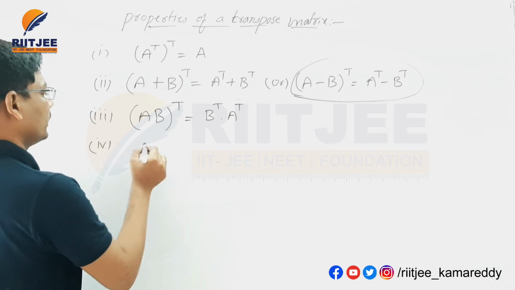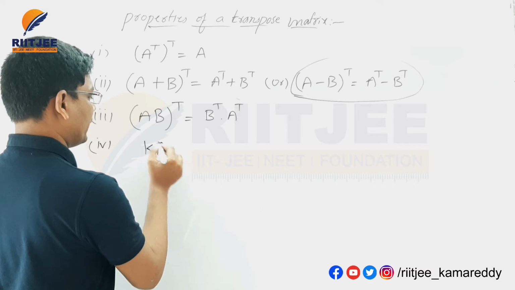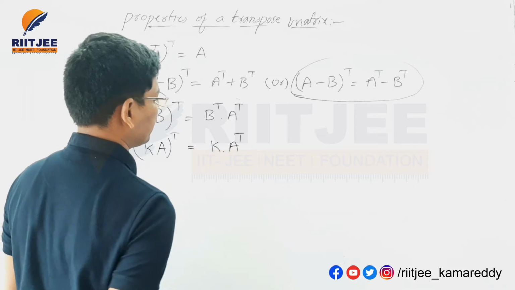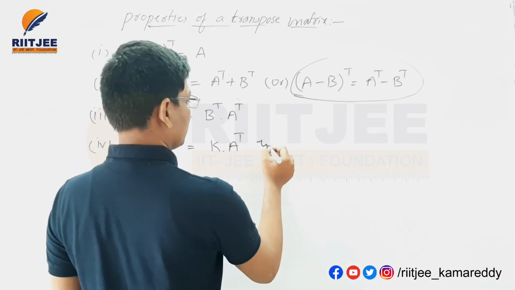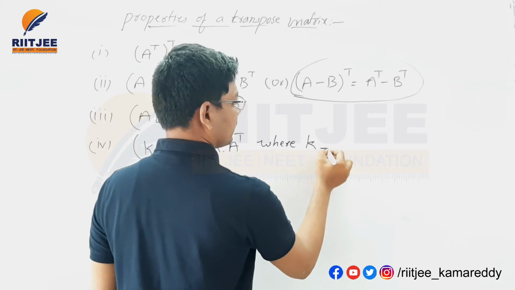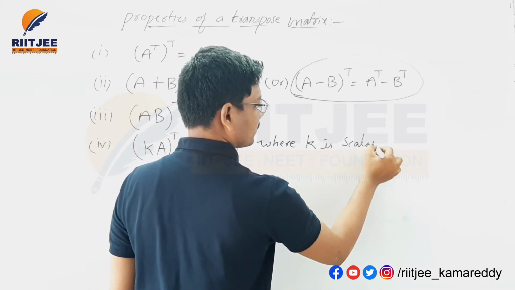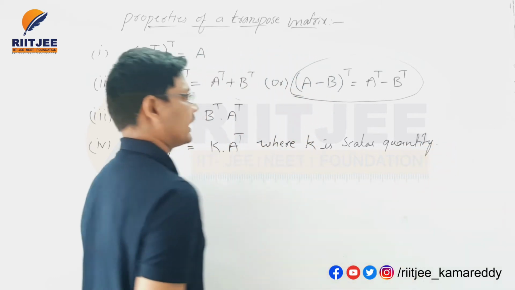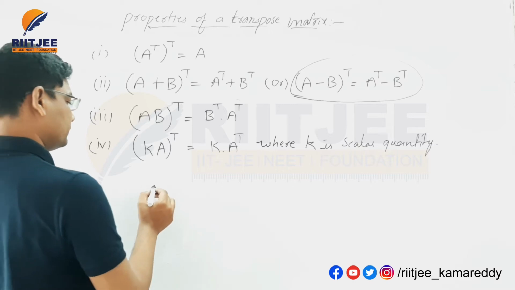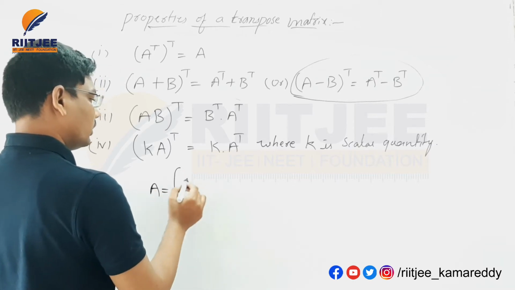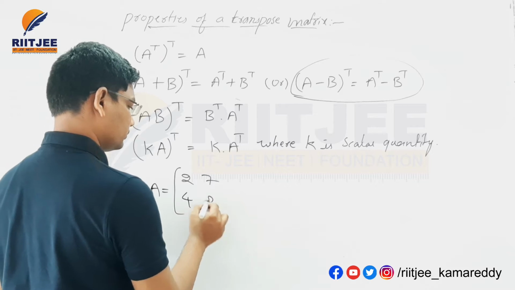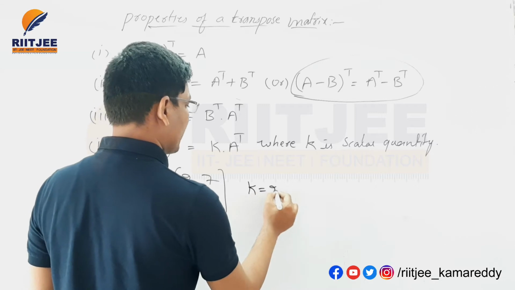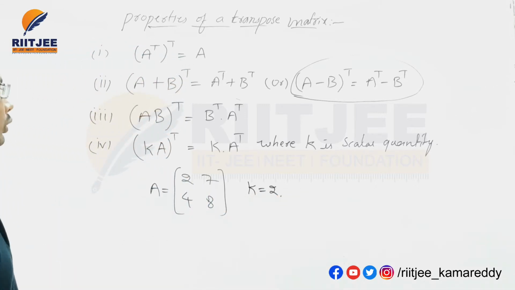Fourth one: K into A whole transpose implies K into A transpose, where K is a scalar quantity. I am taking one example here. A is equal to 2 7 4 8. I am taking K as a scalar quantity with value 2. K is equal to 2.